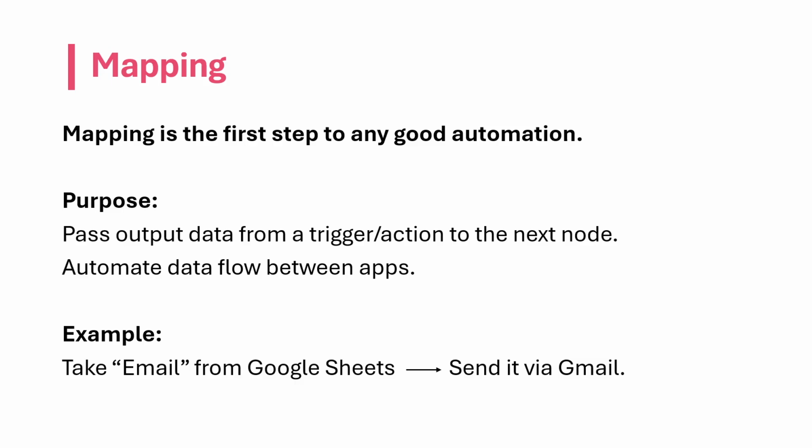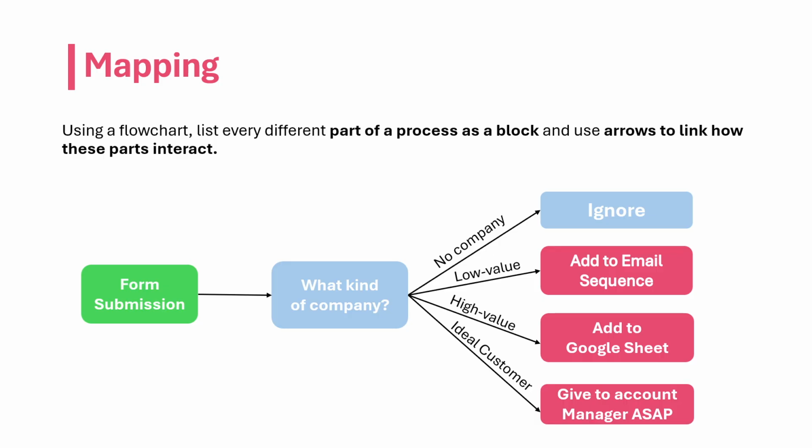So here is how mapping actually works. By using a flow chart, list every different part of a process as a block. Here we see form submission, what kind of company, and then all the rectangular structures. These are all blocks, and we separate or link them with the help of arrows, which show how each and every block, that is our rectangular shape, interacts with each other.